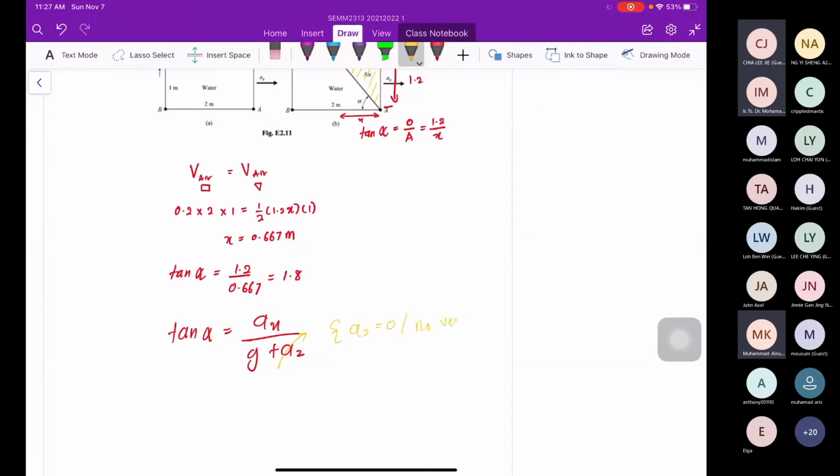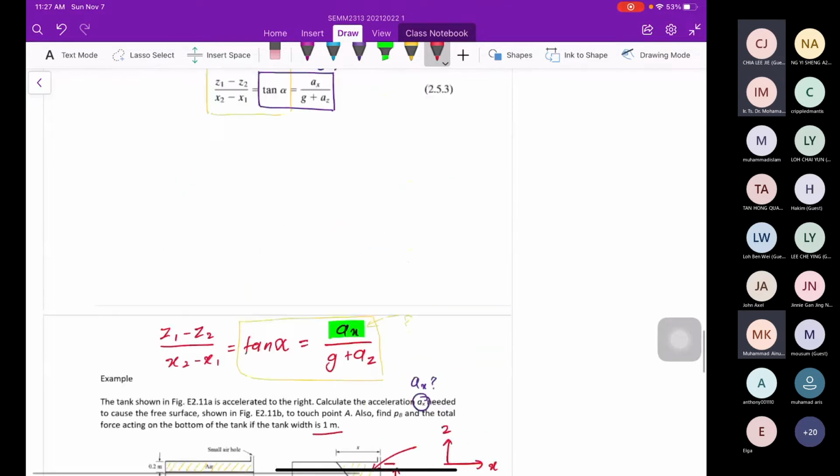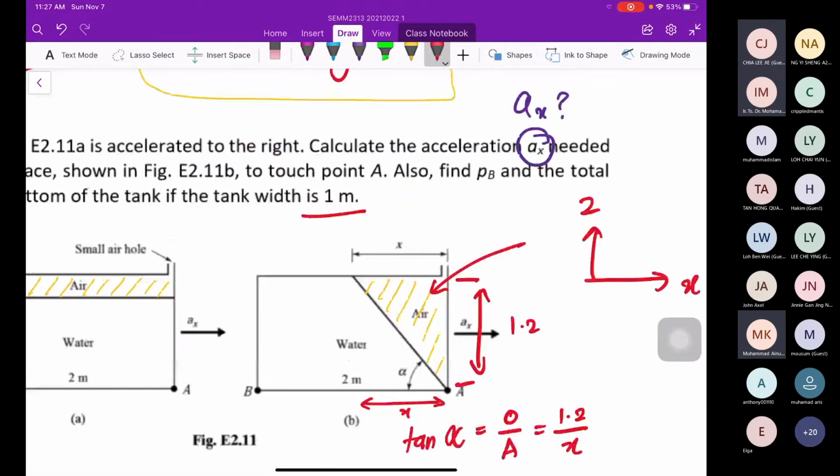No vertical motion. Alright, it's very clear. So directly you will get az, very simple: g tangent alpha. G is 9.81. Tangent alpha is 1.8. You will get the final one to be 17.66 meter per second squared. That will cause this shape, like this.